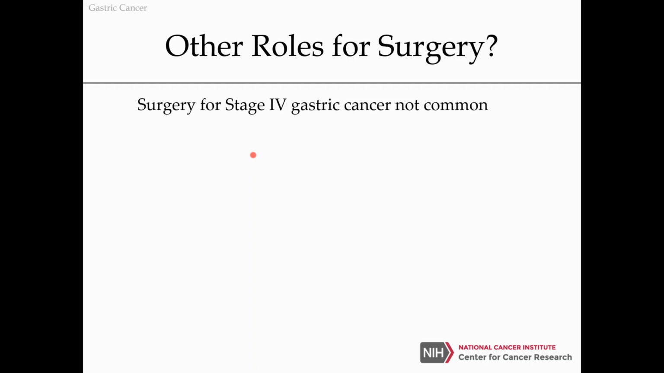Well, surgery for stage 4 gastric cancer is not common. I told you that in the very beginning of this conversation.